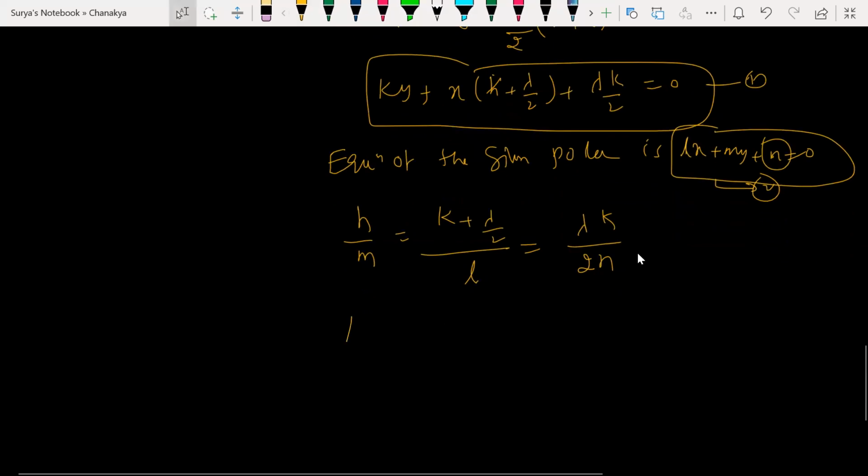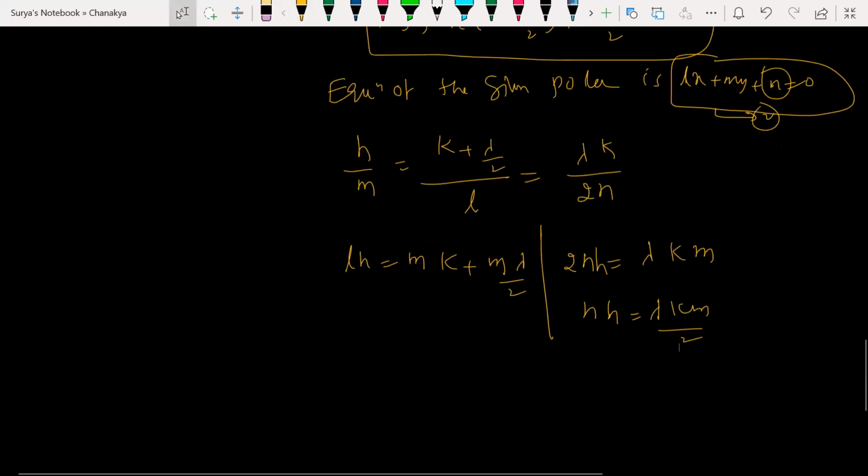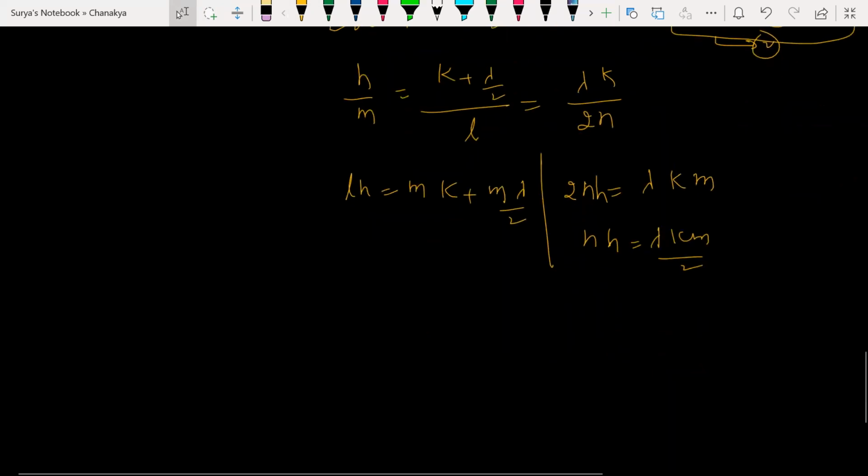Look, now compare. LH is equal to MK plus M lambda by 2. This is one relation. So 2 times N is equal to 2 times NH is equal to lambda KM. NH is equal to lambda KM by 2. Right? Yes or no? NH is equal to lambda KM by 2. This is what I got for NH.